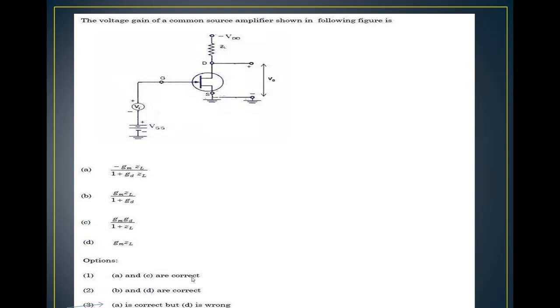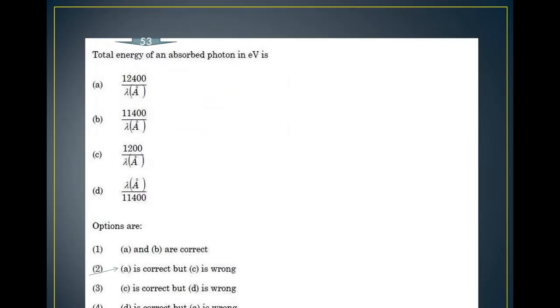Option second, B and D are correct. Option third, A is correct but D is wrong. And option fourth, C and D are correct. So the correct option is third, that is A is correct and D is wrong. That means minus gm into ZL upon 1 plus gm into ZL is correct, and the other expressions are incorrect. So next question, question number 53.